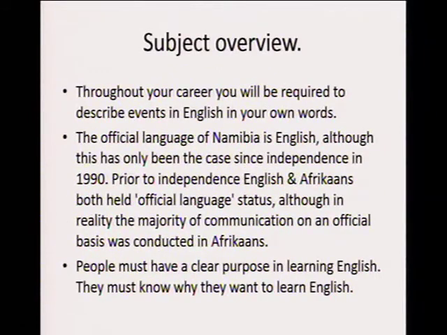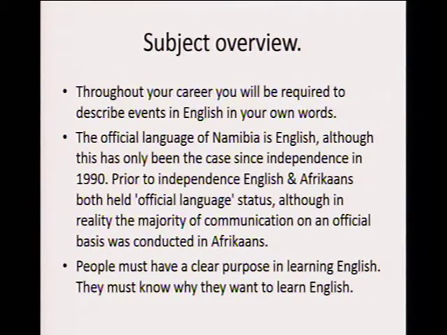Let's look at the subject overview. Throughout your career, you will be required to describe events in English in your own words. The official language of Namibia is English, although this has only been the case since independence in 1990. Prior to independence, English and Afrikaans both held official language status, although in reality, the majority of communication on an official basis was conducted in Afrikaans.